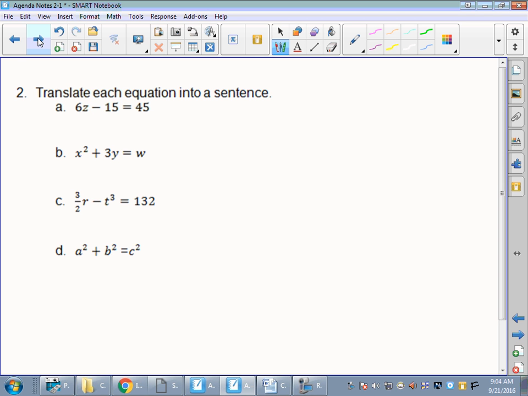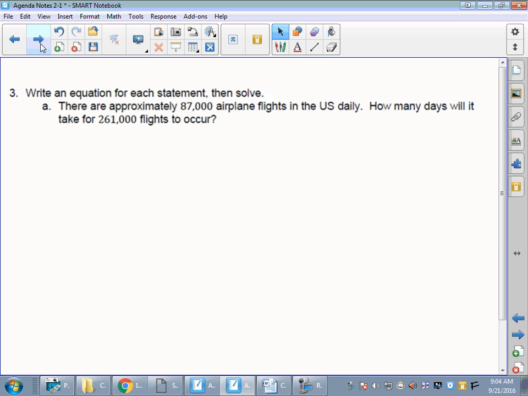These ones translate each equation into a sentence. Well, this one we got pretty good. I think everybody will be okay with those. I'm not even going to run through any of those examples because I don't think that we need to. I think that you could put those into words yourself. How about this one though? 3a says to write an equation for the statement, then solve.